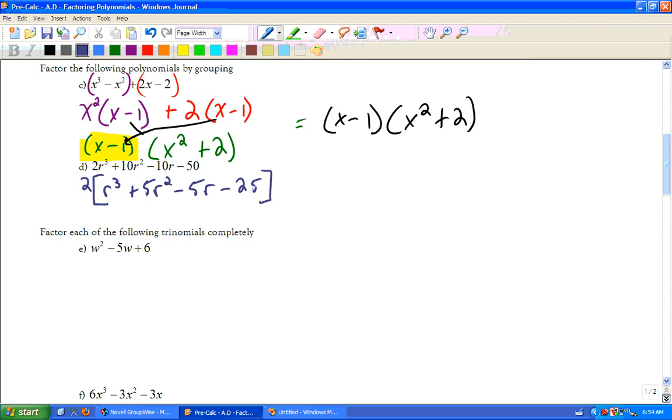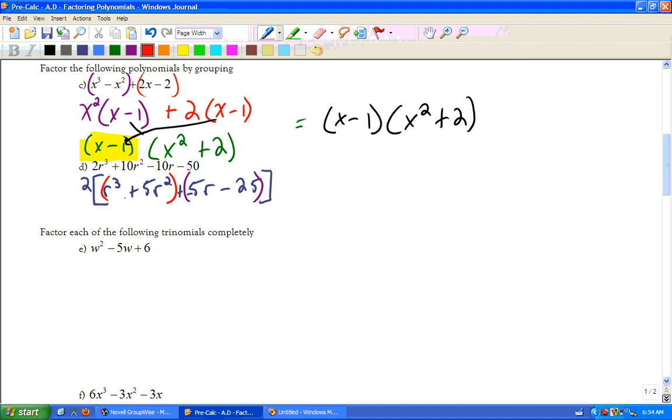At this point, we can begin our grouping. Our first 2 terms, r cubed plus 5r squared. Now, this term is negative, which makes it a little bit more difficult if we're having a subtraction sign there. So I'm just going to rewrite this as plus negative 5r, and we can group those two. It makes finding the greatest common factor a little bit easier.